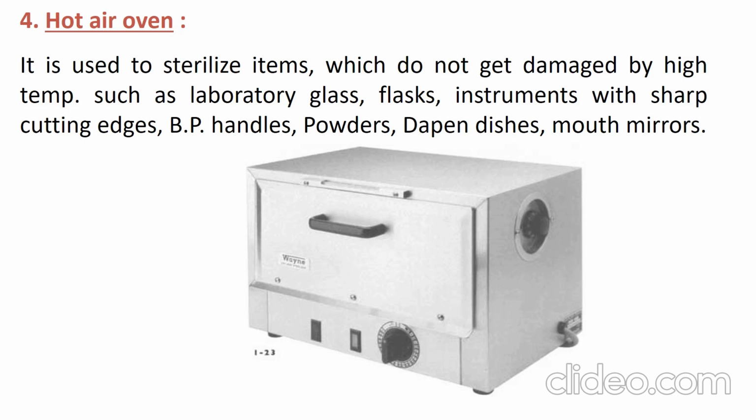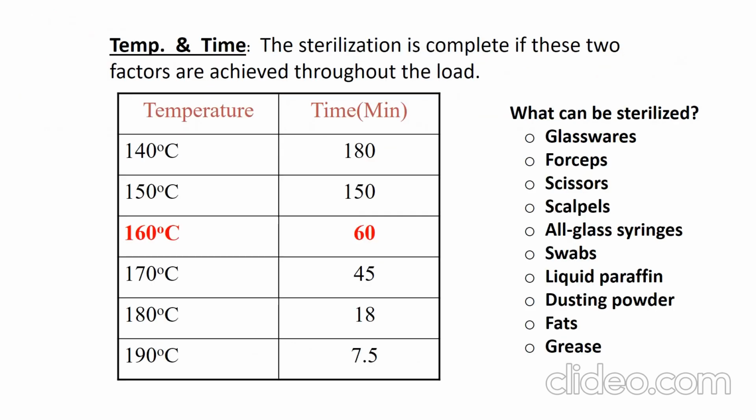Under physical methods, first we are going to see heat, that is the dry heat. With dry heat, we have different types: red heat, flaming, incineration and hot air oven. Red heat is used to sterilize metallic objects by holding them in flame till they turn red hot. For example, the inoculation loop that is used for transferring the specimen onto the culture medium, and the needles and forceps, can all be sterilized by red heat.